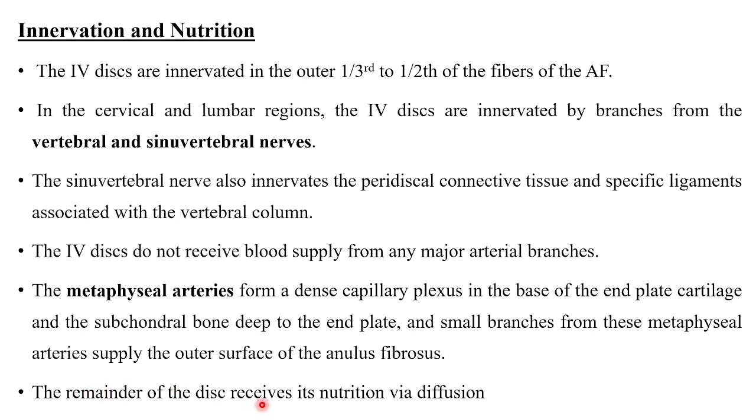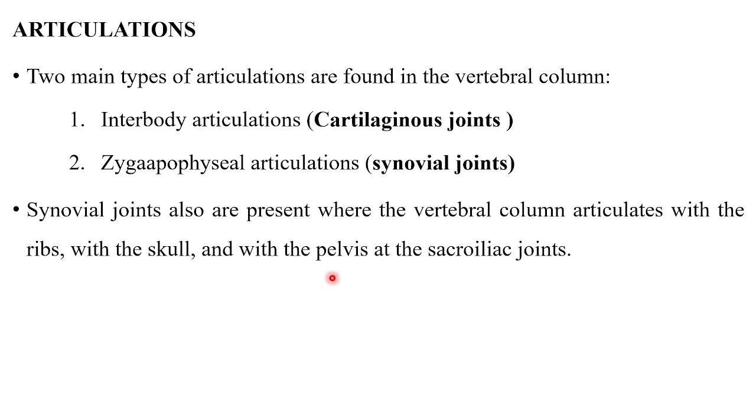The remainder of the disc, except the outer surface, the remaining part of the entire intervertebral disc, receives its nutrition via diffusion. Coming to the articulations of the vertebral column, there are two main types. They are interbody articulations, that is, a cartilaginous type of joint located between two vertebral bodies. And next are the zygapophyseal articulations, otherwise known as apophyseal articulations or facet articulations.